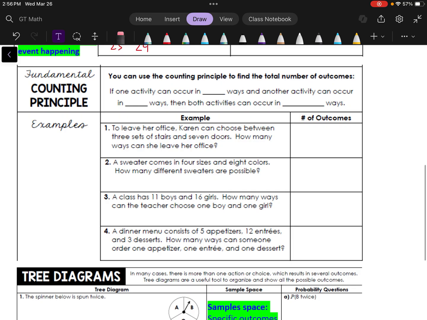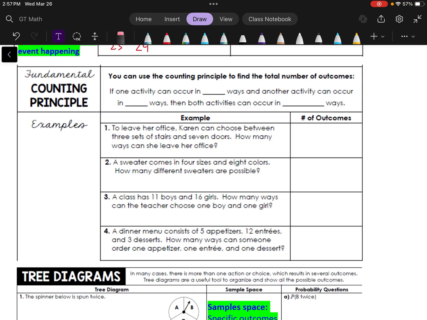Now, there's also something called the counting principle. The counting principle is a way to find the total amount of outcomes, right? We discussed this earlier about Sonic. Sonic has a billion different things you can choose from. All you have to do is take small times the flavors, times the fruits, times whatever other flavors, multiply all those things together, and that's your total outcomes, okay?